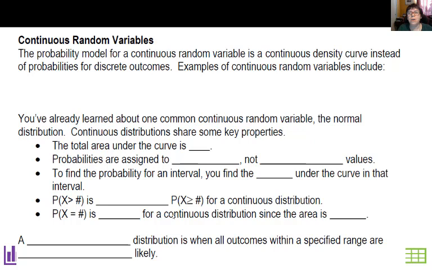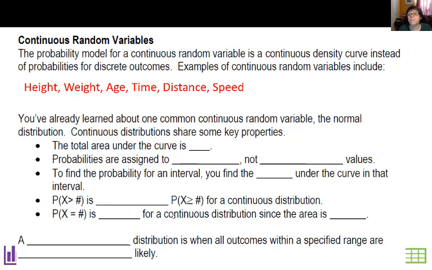So what could continuous distributions be used for? Height, weight, age, time, distance, speed, anything where I can keep chopping down the value into tinier and tinier units until who knows what. All right. So you've already learned about the normal distribution, and some of the key properties that all of these distributions share: the total area under the curve is always one.